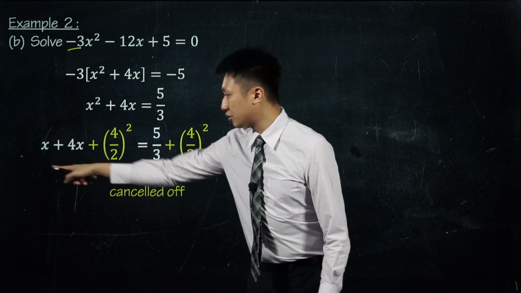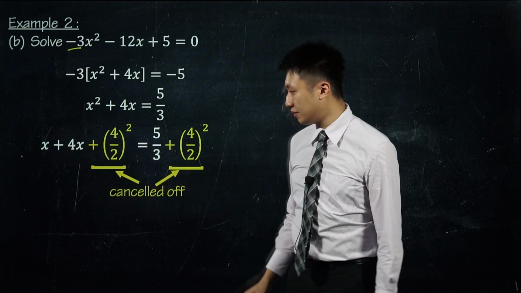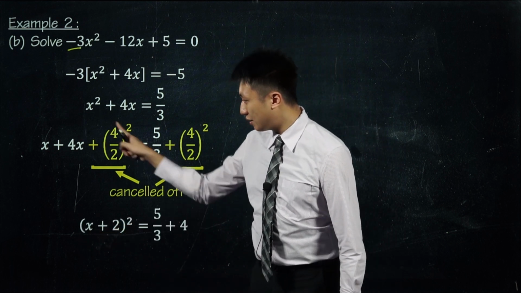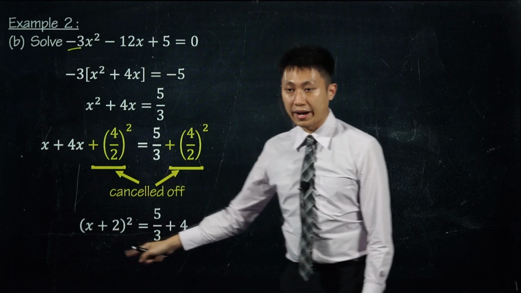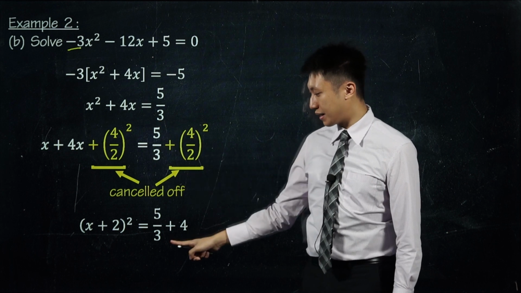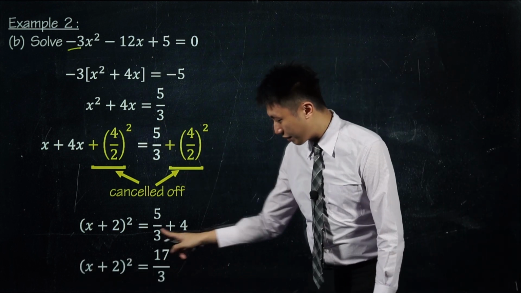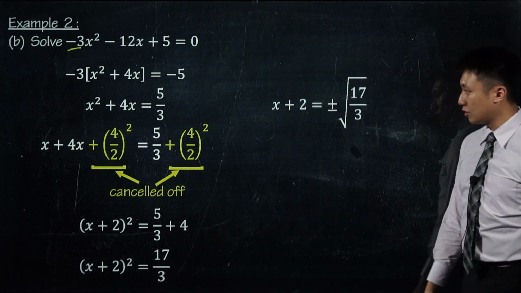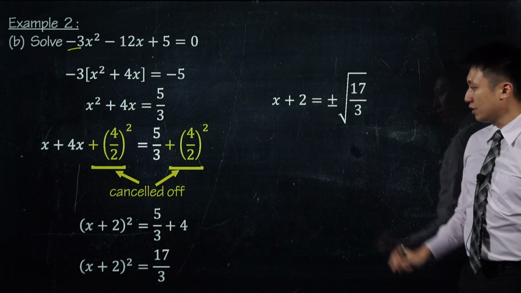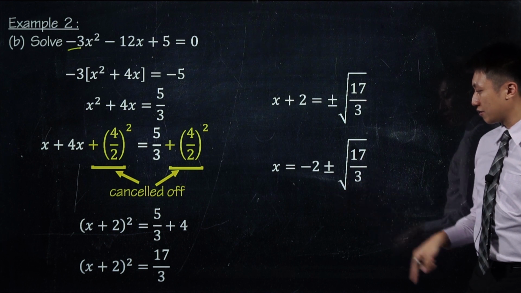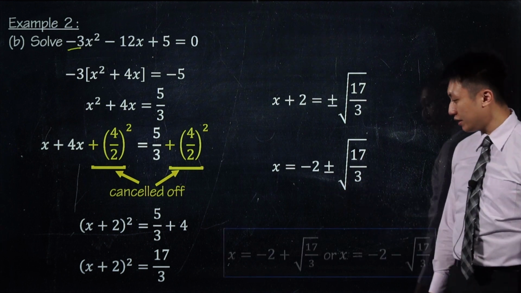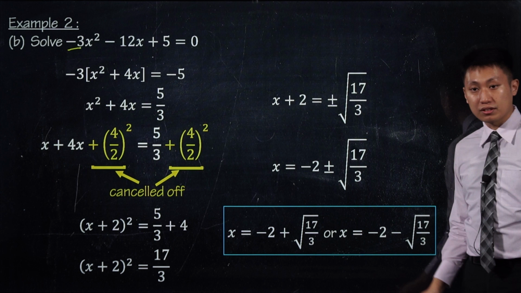So now these 3 terms I combine to be equal to 1 term. That one gives me x plus 2 squared. Then this one I combine, I get this one. Then after that I get this thing after I combine them, and my answer will be here. Move it over, negative 2 plus minus square root of 17 over 3, and my final answer will be having these 2 answers.